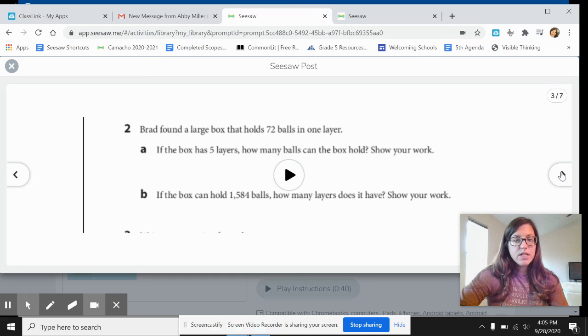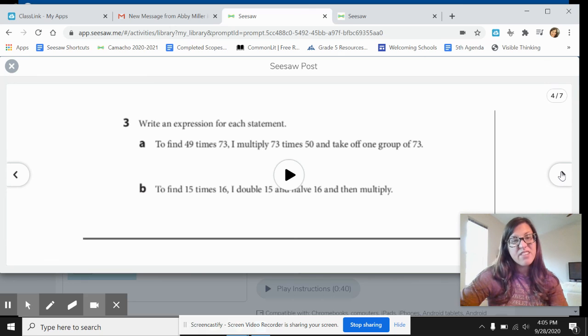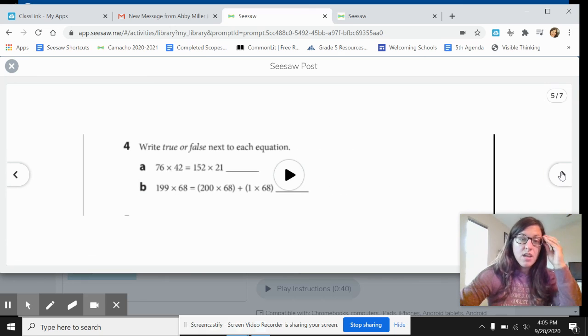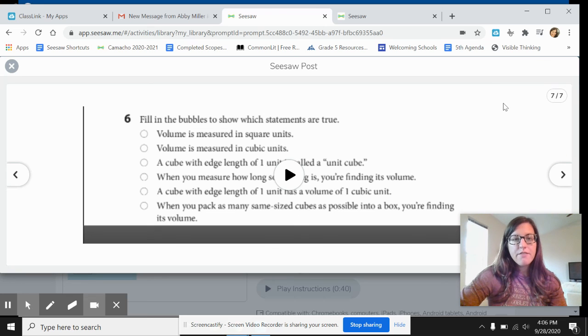So you'll notice there are 6 problems and there's 1 problem on each page. However, a lot of the problems have like 2 parts to them. Then when you are finished with all of that, you will press the green check.